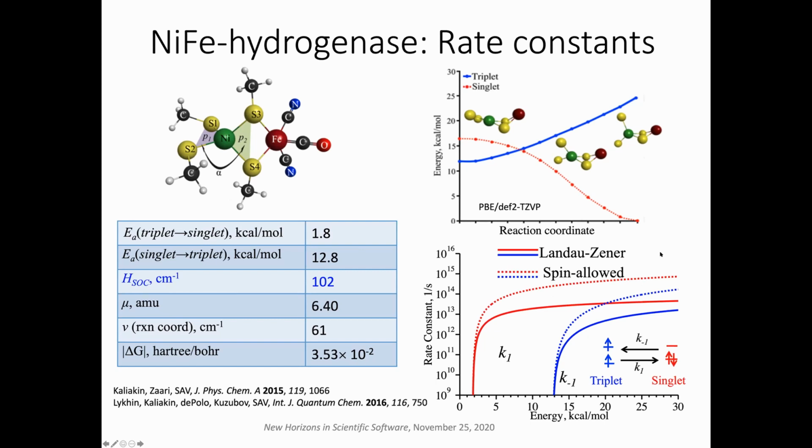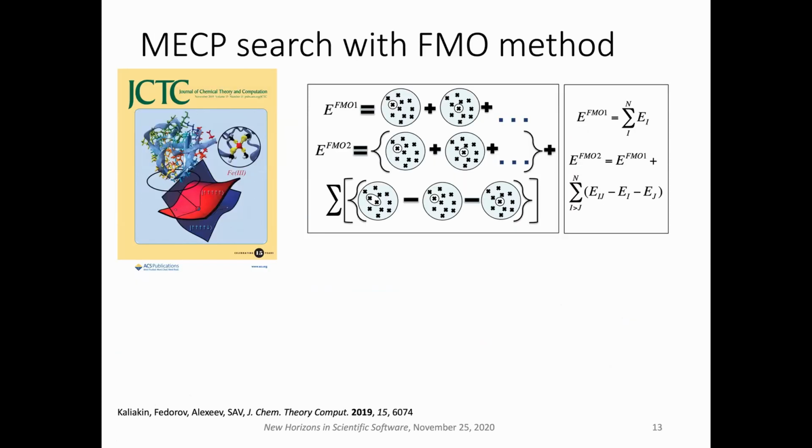So the rate calculated with our code turns out to be about a couple of orders of magnitude smaller than the spin-allowed rate, but it's still significant. So we still believe that this type of process can occur. We also looked at the situation where we have a hydrogen on this side, but I don't have time to talk about that right now. But the long story short is that there is a very significant probability of transition even when hydrogen is present.